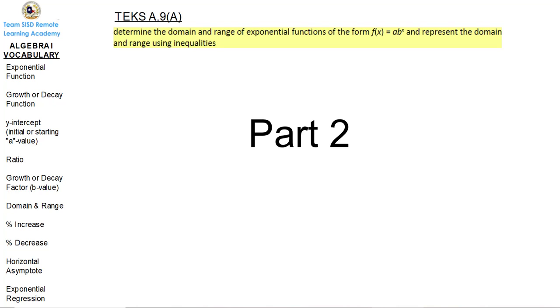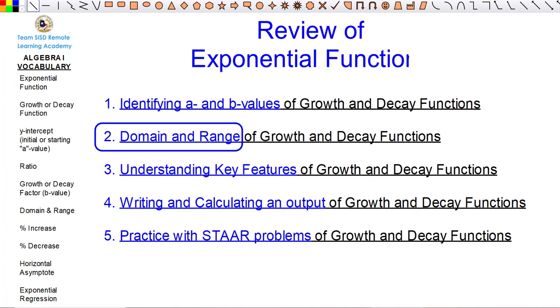In part 2 of our study of exponential functions, we will be determining the domain and range and representing the domain and range using inequalities. Part 2 comes after what we did yesterday, which was identifying A and B values, and we will continue on for a few more days in our study of exponential functions.